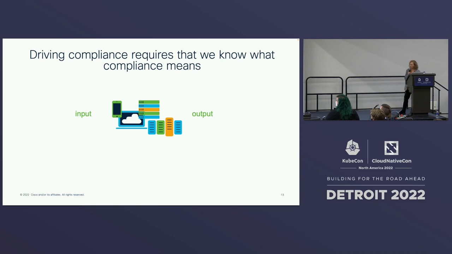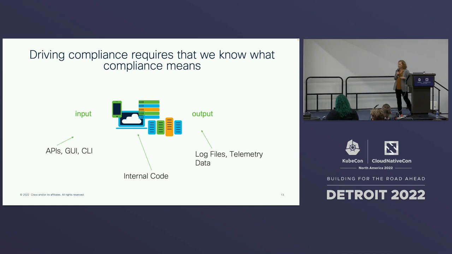So products have input and products have output. So what we're doing is we are saying to be compliant, you will look for these words and eliminate them and rewrite them in APIs, in your user interfaces, in your command line interfaces, as well as internal code. So no one should have to type, you know, git checkout master every day. That's just something that we shouldn't have to do as engineers, right?